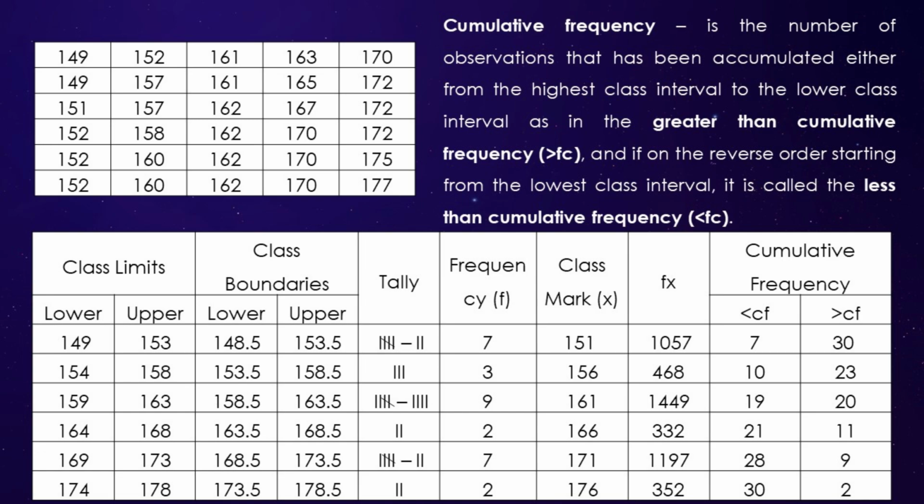Now that we've completed the table, let's think about its practical uses. Frequency distribution tables make large datasets easier to interpret by organizing data into manageable categories. This helps us quickly identify patterns, such as which class interval has the most observations, or how data is distributed across different ranges.